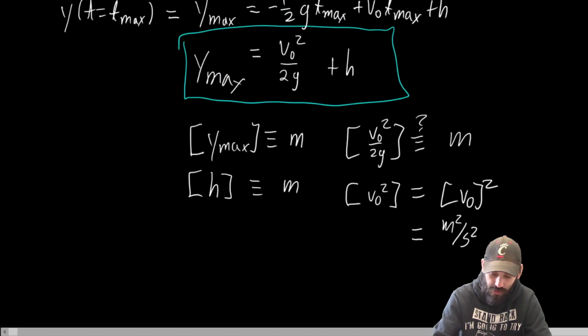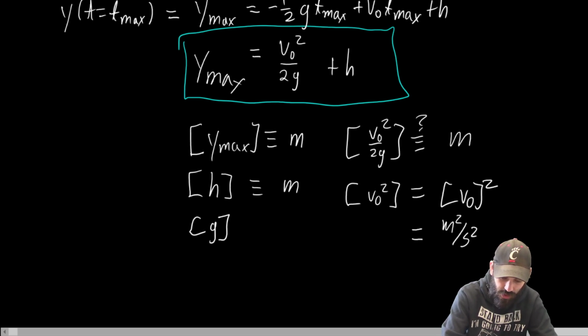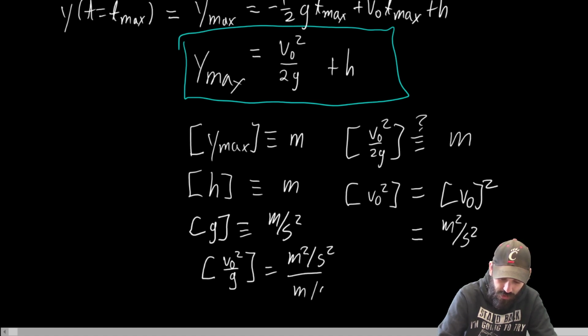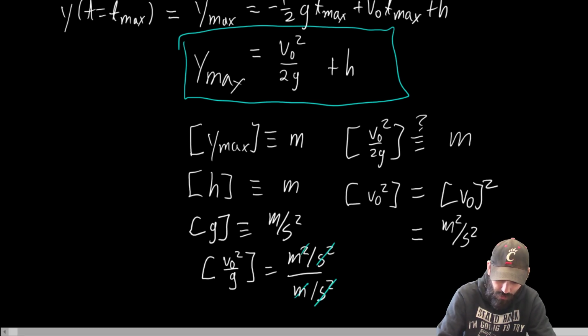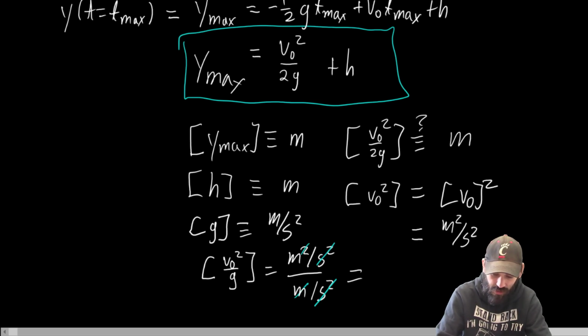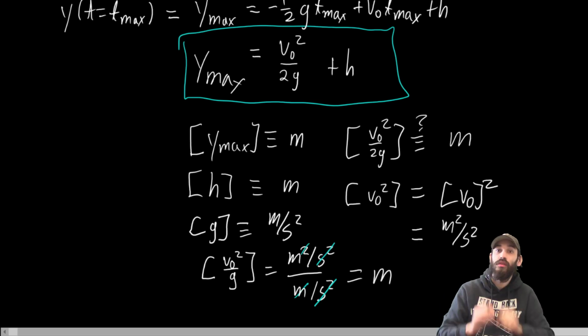Now, for the sake of completeness, let's say the units of g are going to be meters per second squared. And so we can see that the units of v0 squared over g are going to be meters squared per second squared divided by meters per second squared. And so seconds cancel. Let's do this in a different color so we can see the cancellation. We cancel this, cancel that, cancel one power of that, and what we're left with is meters. So this is our dimensional analysis.